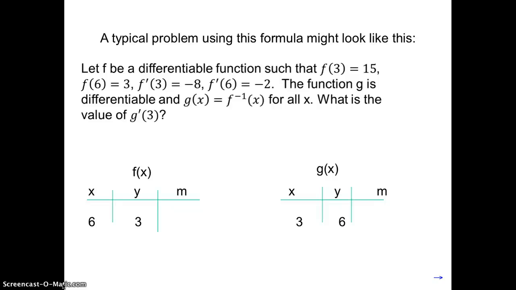So if I know on the f function I have the ordered pair 6 comma 3, on the g function my ordered pair is 3 comma 6. Now I can fill in the slope. At 6 comma 3 on the f function, the slope must be -2. So on the g function at 3 comma 6, the slope must be the reciprocal, -1/2.